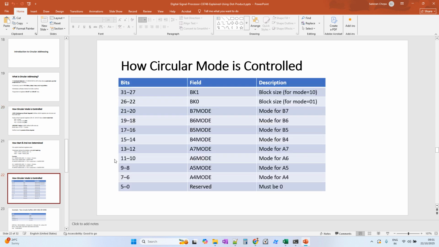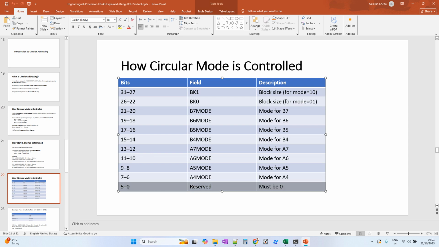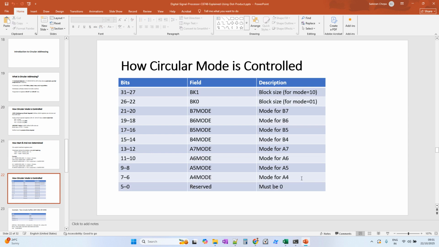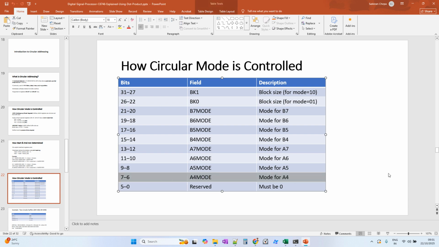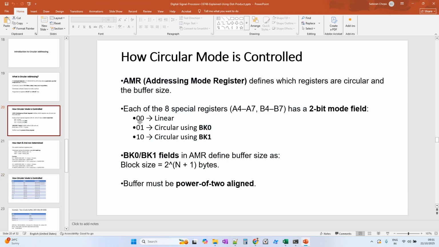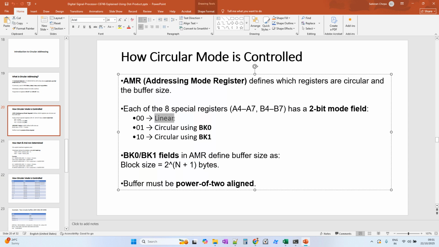Addressing mode register, this one. Each of the bits has a separate level, 0 to 5. The first 6 bits will be reserved. The next 2 bits are for the A4 mode. So what will be the case? 00 means linear addressing will be the case, so A4 will be used as linear addressing.